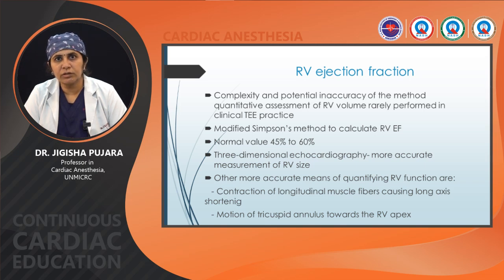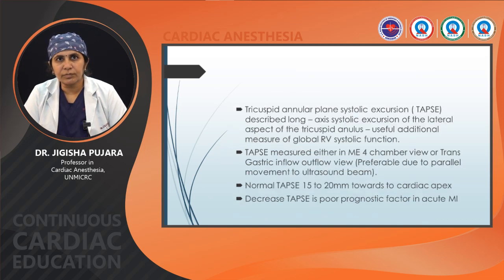Other more accurate means of quantifying RV function: contraction of the longitudinal muscle fibers causes long axis shortening, with motion of the tricuspid annulus towards the RV apex, measured as tricuspid annular plane systolic excursion, that is TAPSE. It describes the long axis systolic excursion of the lateral aspect of the tricuspid annulus, is useful as an additional measure of global RV systolic function, and is commonly used intraoperatively and postoperatively in the ICU.